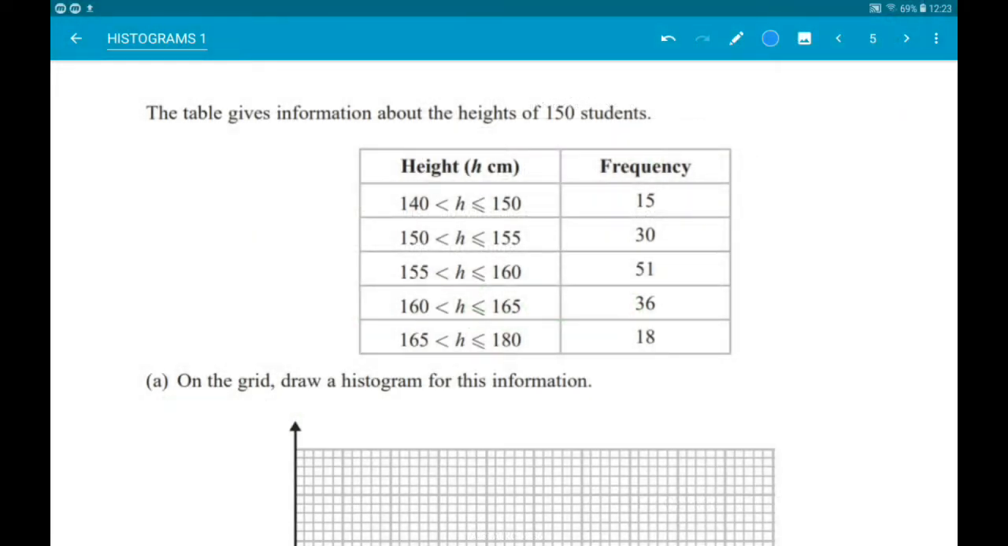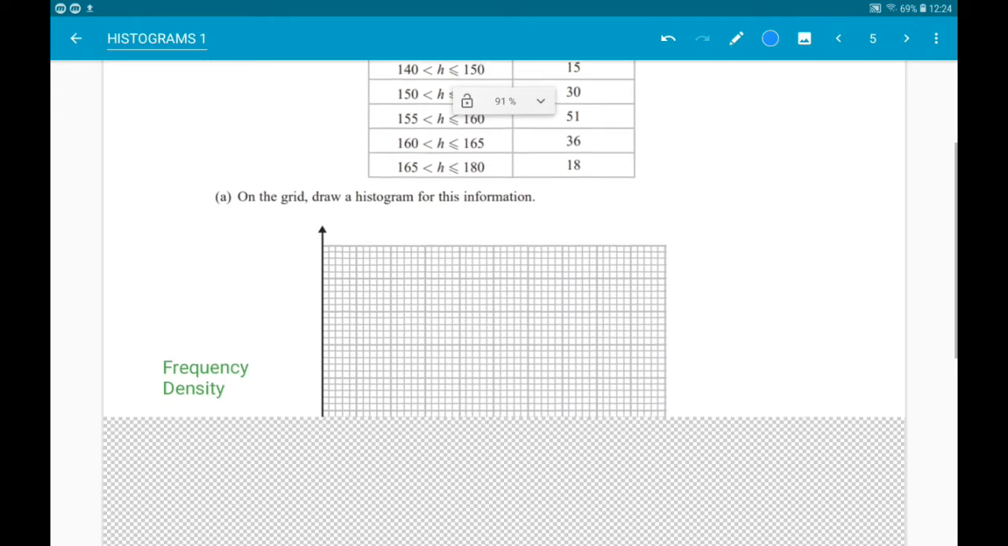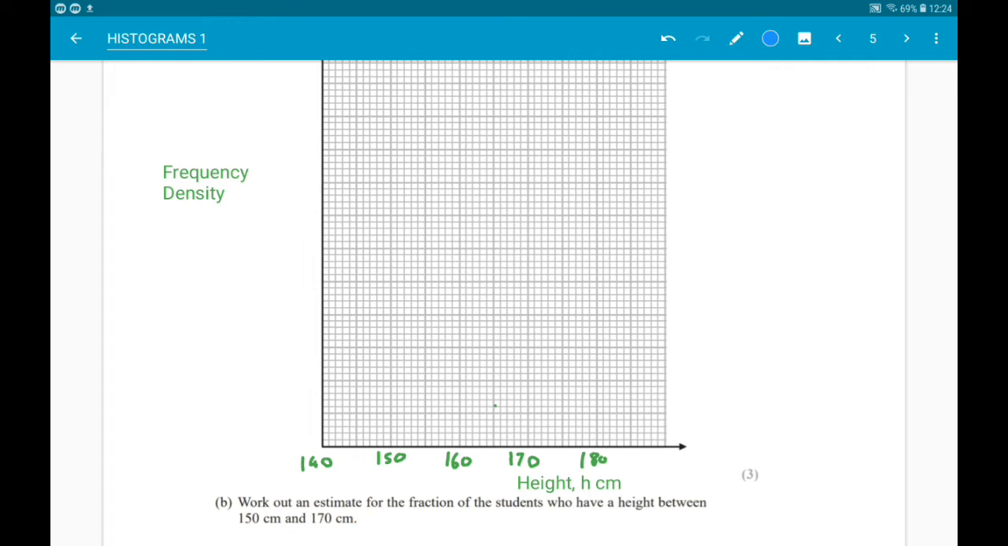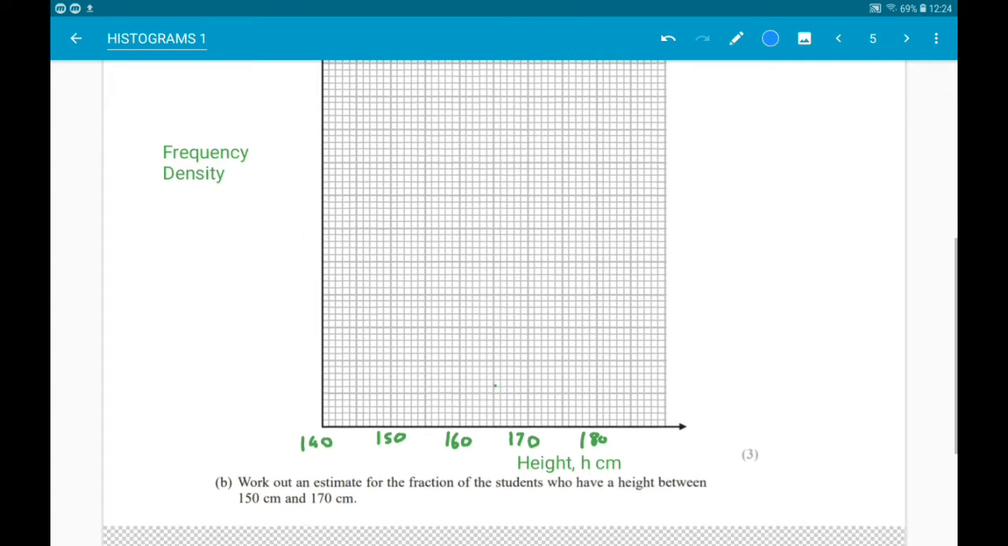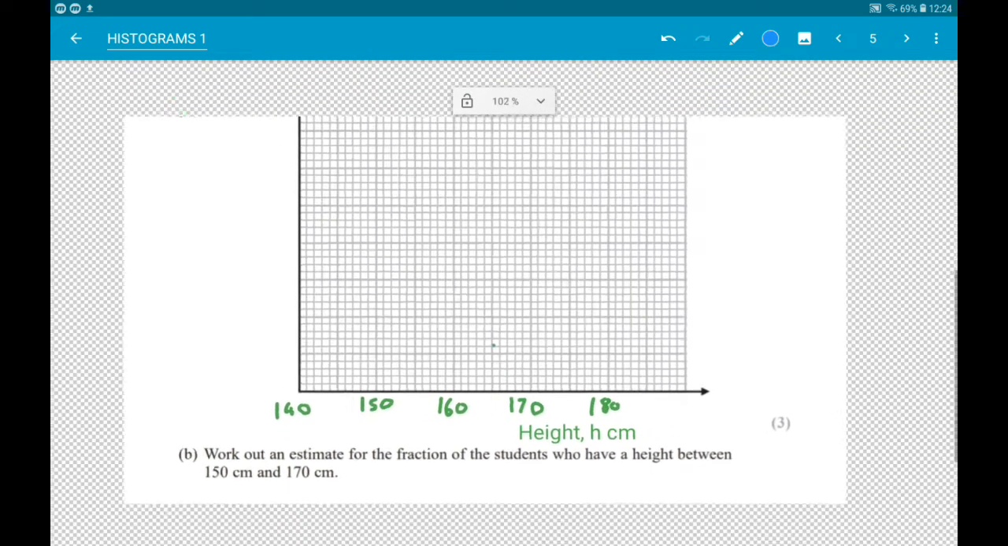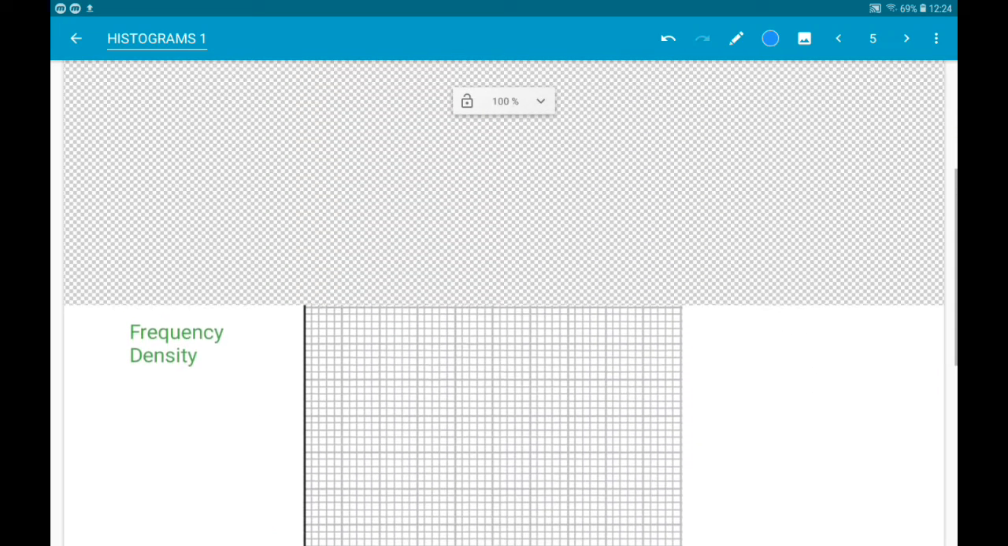Next, we're drawing another histogram. So the table shows information about the heights of 150 students, part A, draw a histogram. So with this one, they labelled absolutely none of it. So I've already put in the height scale along the bottom. So starting at 140 on the left, every 10 little squares is 10. And also don't forget to label.